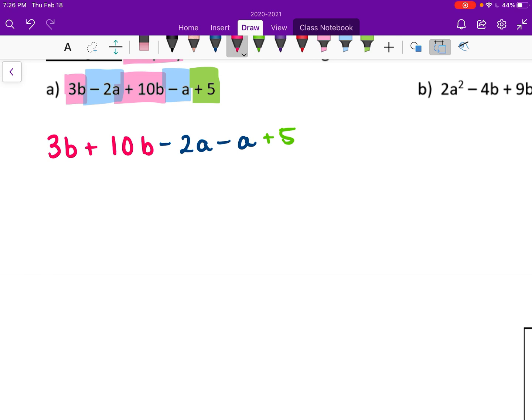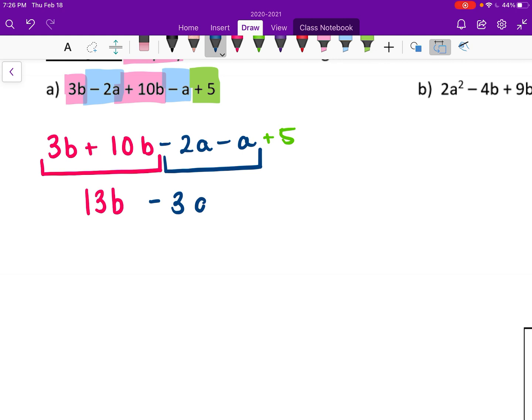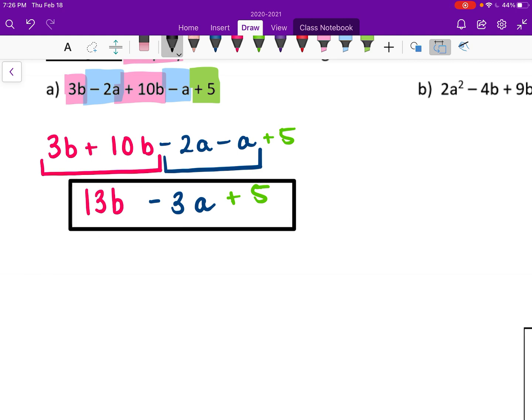Now I'm going to go collect my like terms. I have 3b and 10b, so I'm going to add the coefficients, leave the b alone. Add the coefficients. 3 plus 10 is 13. Now I'm going to say, okay, I have negative 2 minus a, so that's negative 2 minus 1, right, which is negative 3. And I'm going to leave the a alone. There's nothing to add or subtract 5 to, so I'm just going to leave it as is. So 13b minus 3a plus 5 is my answer.